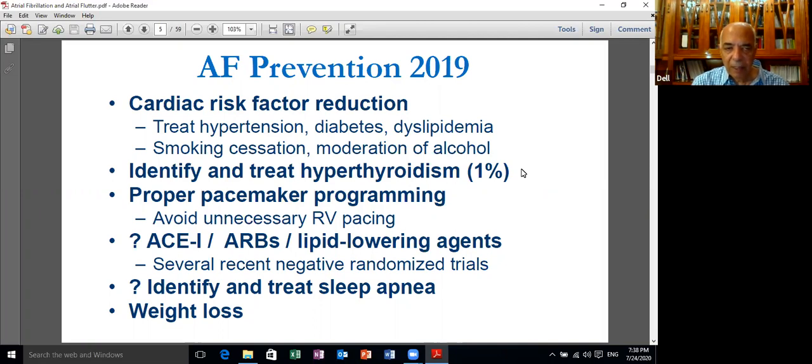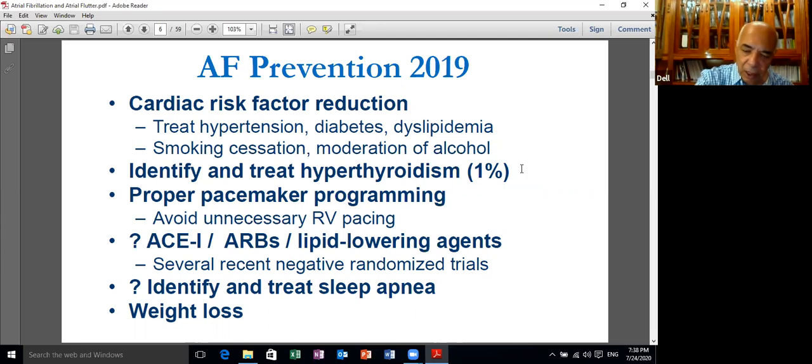There was a previous impression that treating patients with ACE inhibitors and ARBs and lipid-lowering agents can diminish the occurrence of atrial fibrillation, but actually this has not been supported by randomized trials. Whether sleep apnea is associated with higher onset of atrial fibrillation is still not settled, but still treating sleep apnea is going to improve the patient's health in general. One important factor is weight loss.